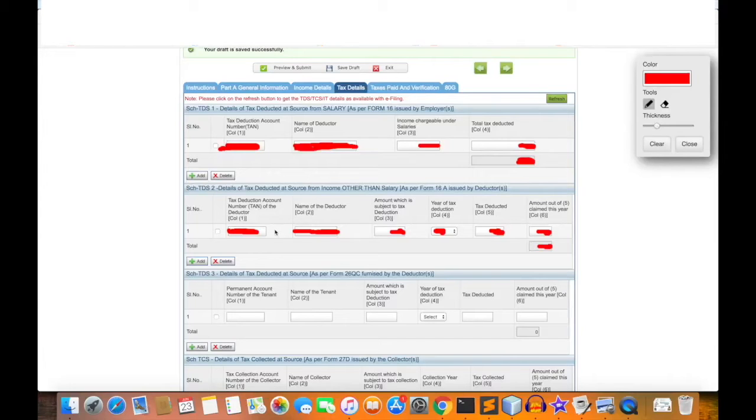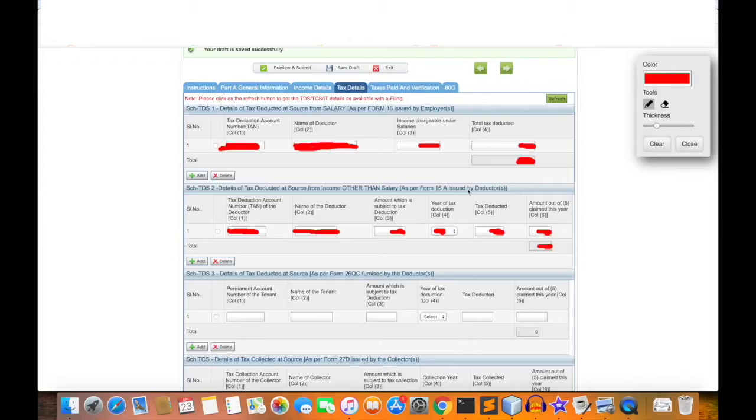Now we are going to see how we can claim TDS other than salary. For that we need to check the schedule TDS 2, details of tax deducted at source from income other than salary as per form 16A issued by the deductor.